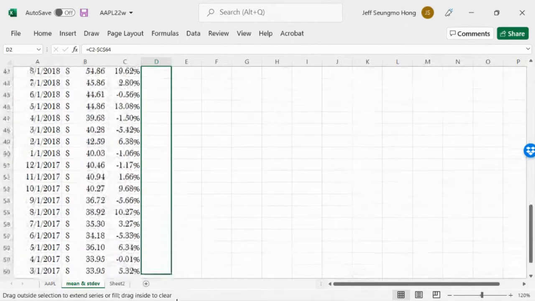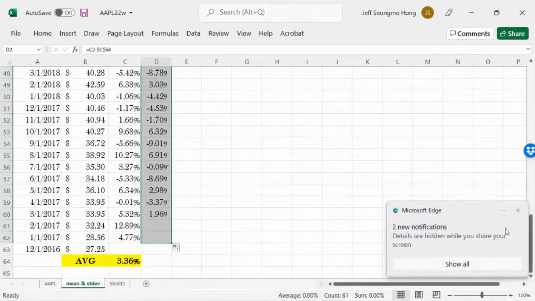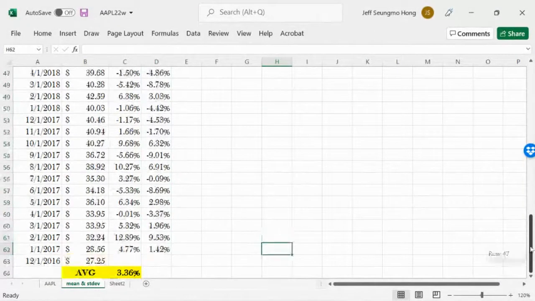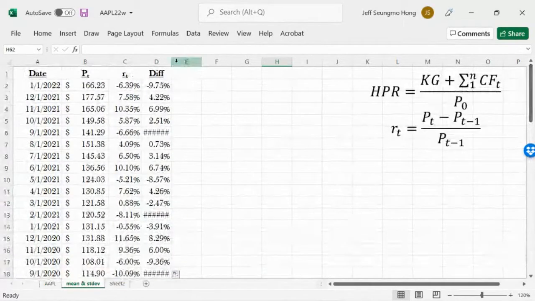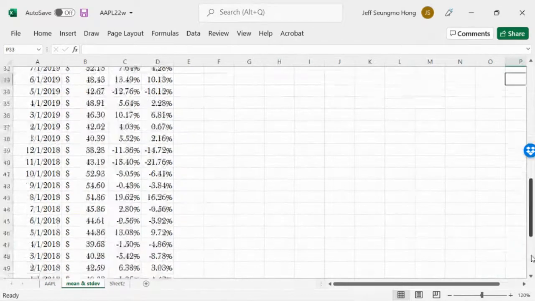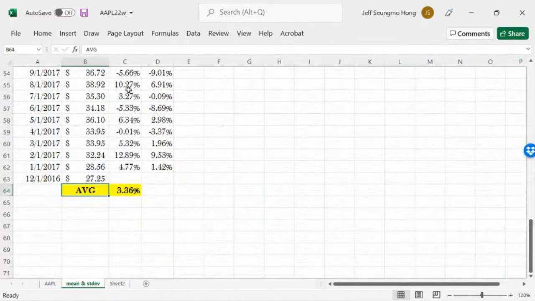And then you drag it down. Then these are individual difference terms. In other words, RT minus mean. I cannot put a bar on it. Can I put, I have to use.